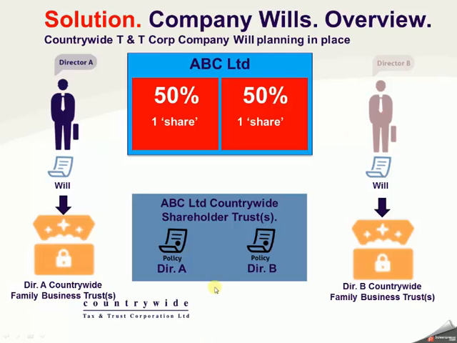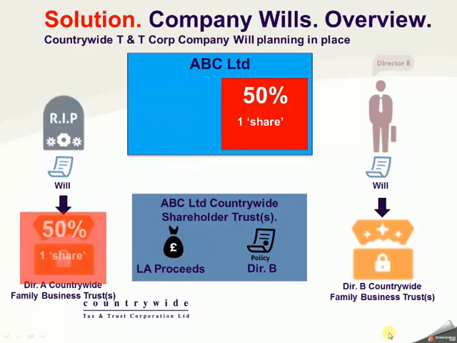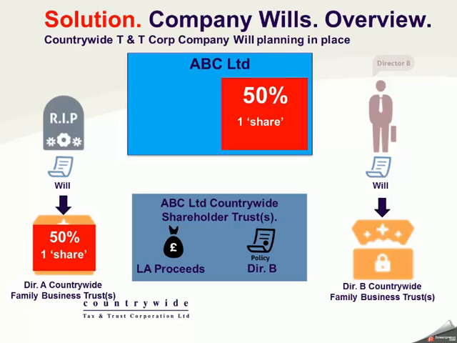Meanwhile, we also have the life policies established for each director, and that may be multiple policies depending on the value, but for the sake of this particular slide we're just making it simple and showing one policy and one shareholder trust. But ultimately, in reality, there may be the necessity to have multiple policies and multiple shareholder trusts. Those policies are assigned to the shareholder trusts. We now have a death. The will of the deceased directs the business shares to the family business trust or trusts. The life assurance proceeds are now paid to the shareholder trust, not to ABC Limited.